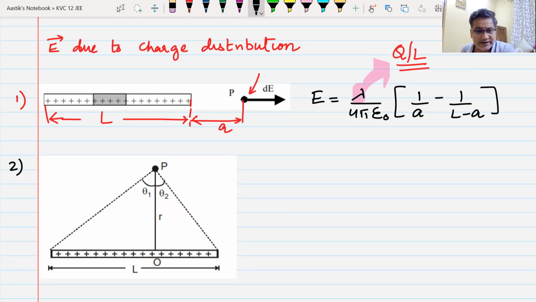So the length of this line charge, as you can see, is L. The distance of the point is R, and two very peculiar angles are given. Remember these angles theta 1 and theta 2, because they are going to come till the last topic that we do in this chapter, electromagnetism. It will come in magnetic field also. So remember this. Do you know the formula for this one?